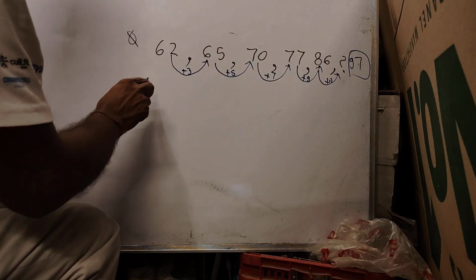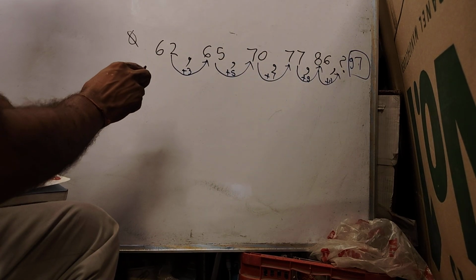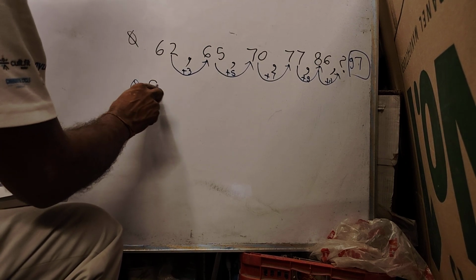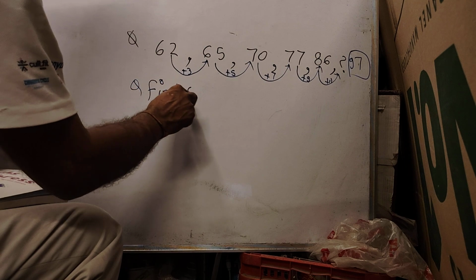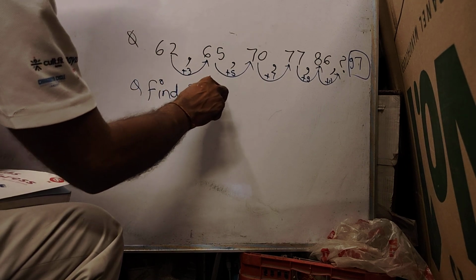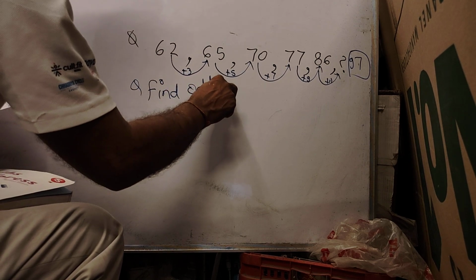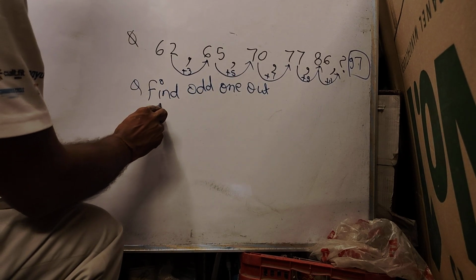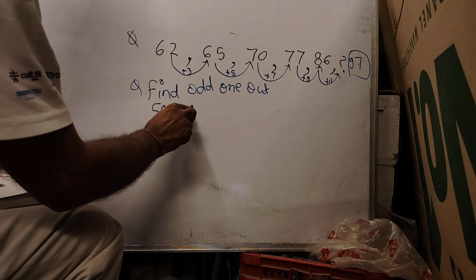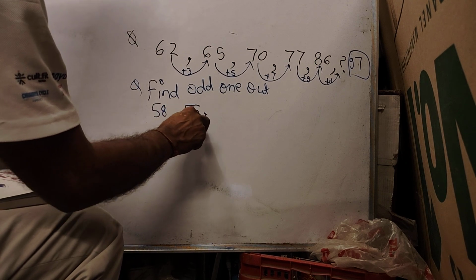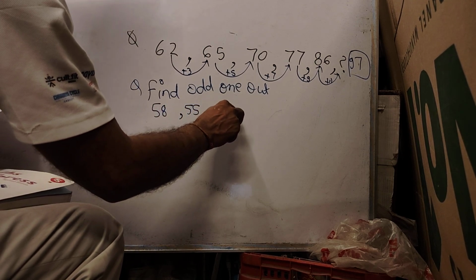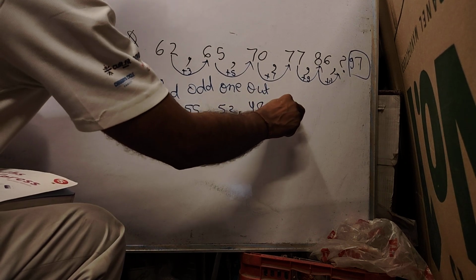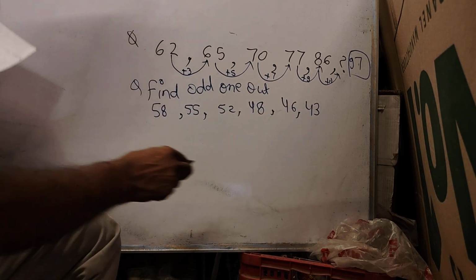Okay. Next question is find the odd one out. Odd one out means the one not matching with the pattern. So which is not matching in the given pattern? 58, 55, 52, 48, 46, 43.